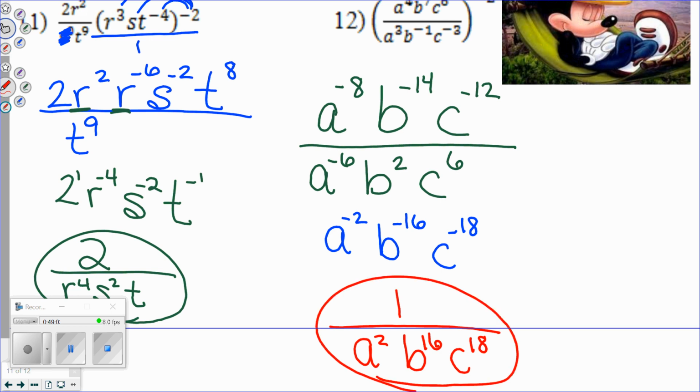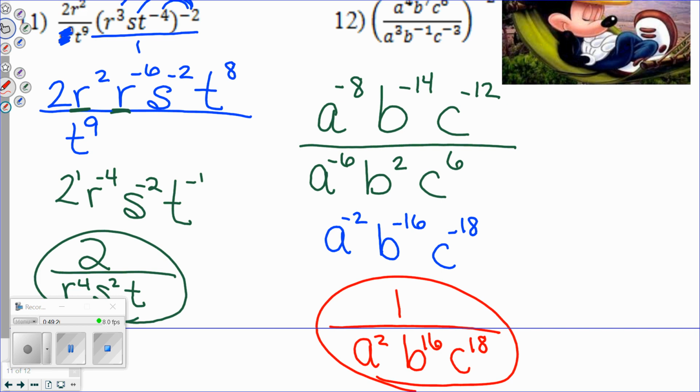So I saw a lot of people's papers as I walked around and checked them out. A lot of you had the a squared, b to the 16th, c to the 18th, but you had just that. Like you forgot the fraction and the 1 on top. You got to have that to push it down to the fraction. Okay? Show of hands, how many got it right? Good. The first time. Once you put the 1 on.